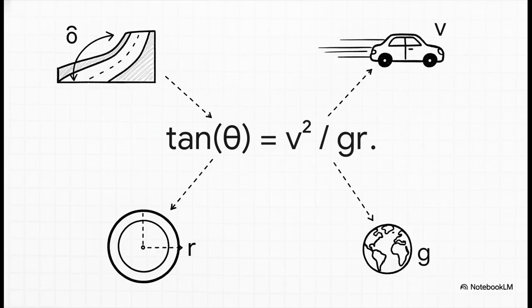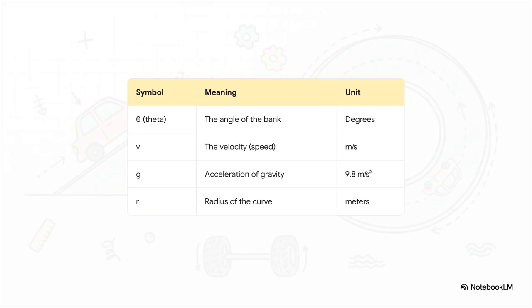All this is saying is that the steepness of the bank, that's our theta, is directly related to the car's speed squared, divided by gravity and how tight the turn is. This little thing is the engineer's blueprint. So let's quickly break that down so it's not just a bunch of letters. Theta, that's our bank angle, how steep the road is. V is simply the car's speed. G is gravity, which is always 9.8 meters per second squared. It's a constant. And R is the radius of the curve. You know, is it a wide sweeping turn or a tight hairpin? These four things are all connected.